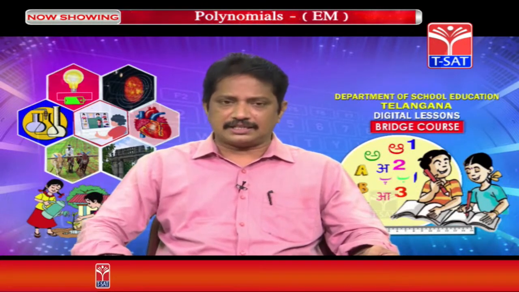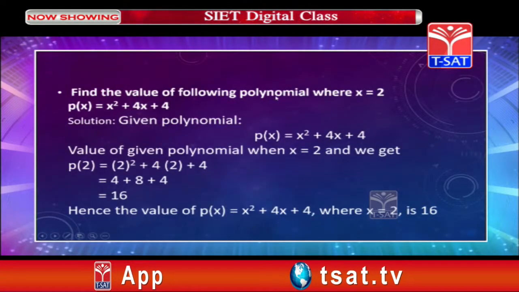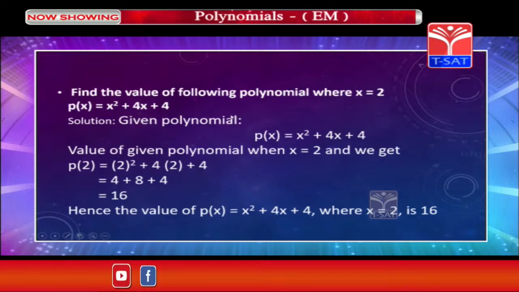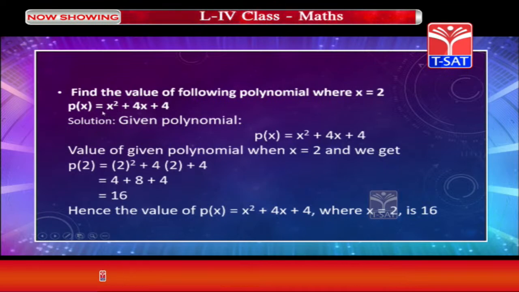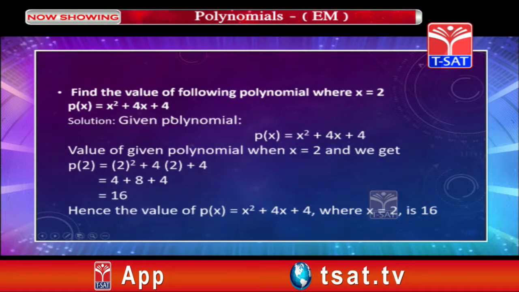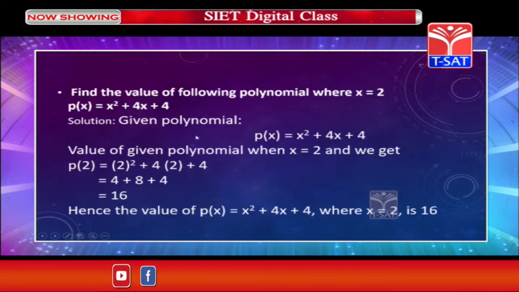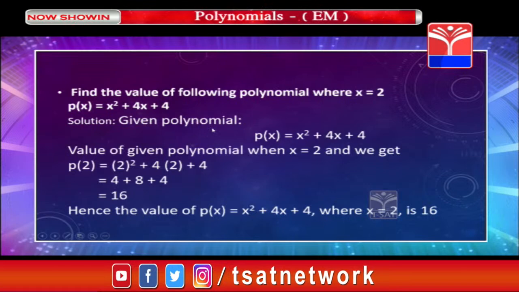Okay. Now, let us take another example. Now, we will check the value of the polynomial for x equal to 2. Why am I taking 3 more examples here? Because this practice is very important. Now, take your pen and paper and write the polynomial P of x equal to x square plus 4x plus 4 and try on your own. I am going to explain it at the same time. The given polynomial is P of x equal to x square plus 4x plus 4.